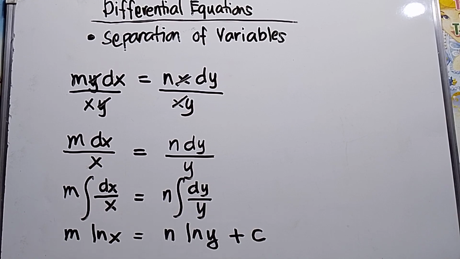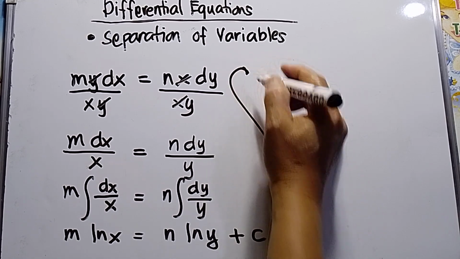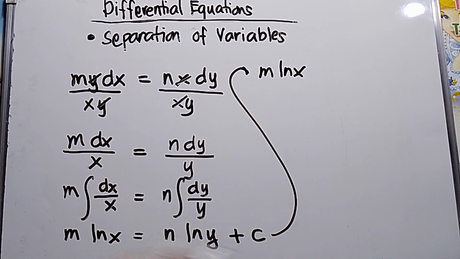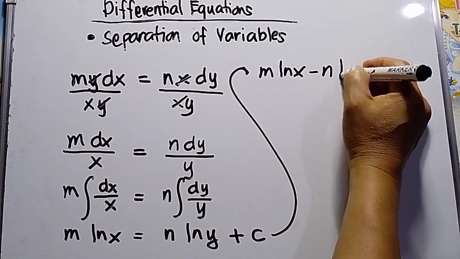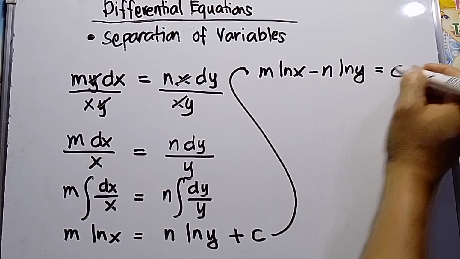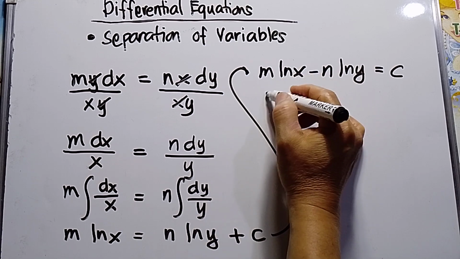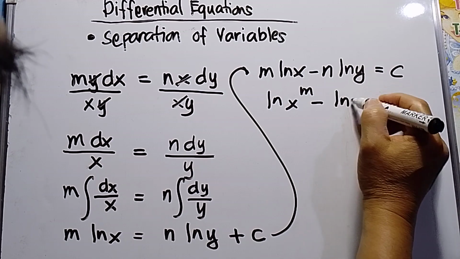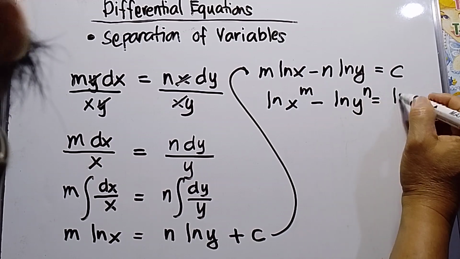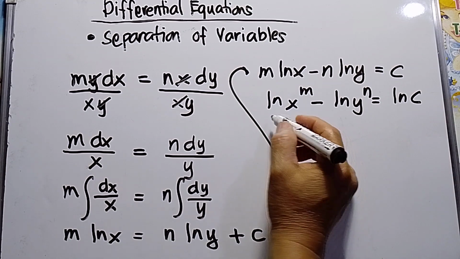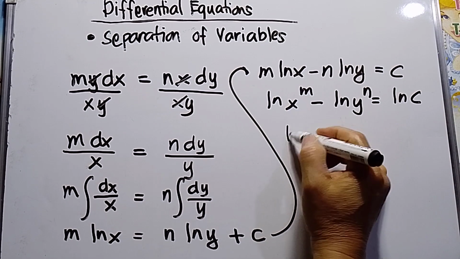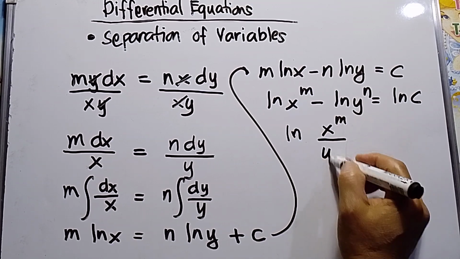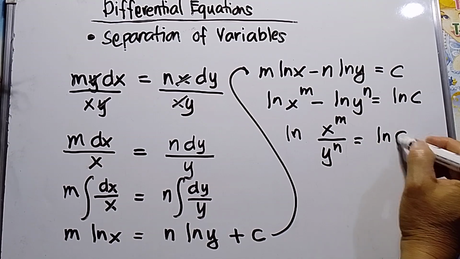So by applying our laws of logarithm, we can do this one as m ln x, transpose this one first, minus n ln y is equal to c. So we can do ln x raised to m and then minus ln y raised to n is equal to ln c. So by logarithm, we can do this one as ln x^m over y^n is equal to ln c.